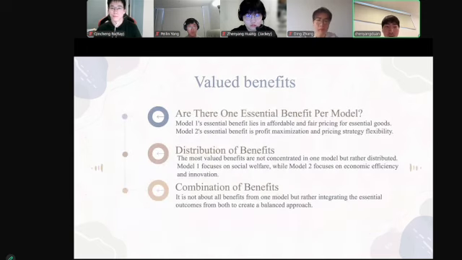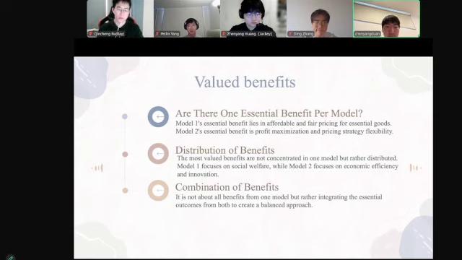The third part is valued benefits. This part has three questions. The first is, is there one essential benefit per model? Model 1's essential benefit lies in affordable and fair pricing for essential goods, and Model 2's essential benefit is profit maximization and pricing strategy flexibility.